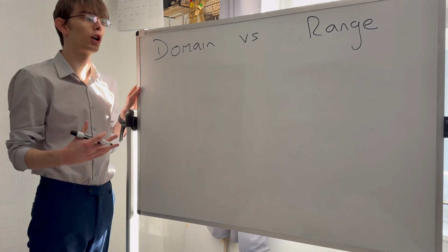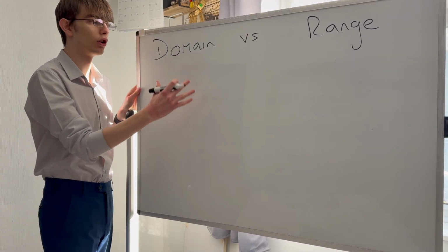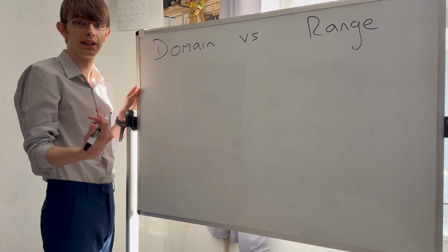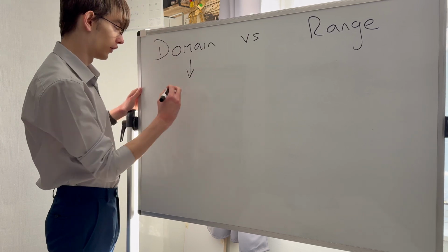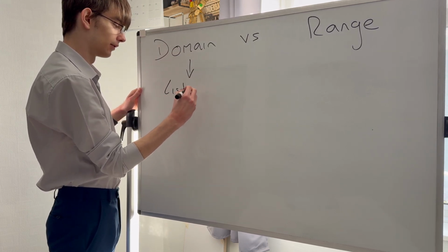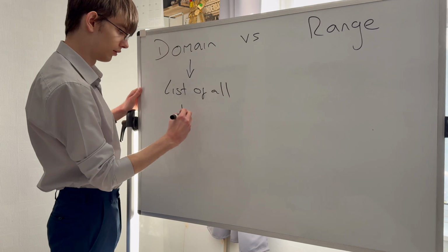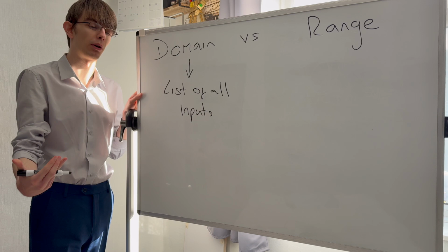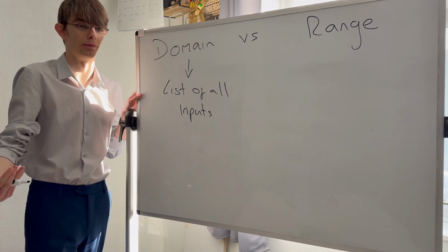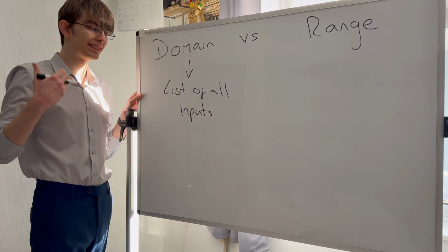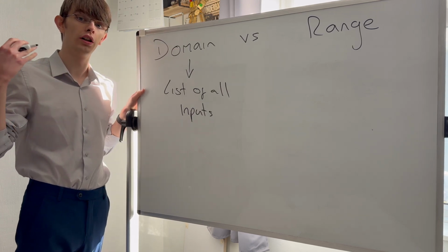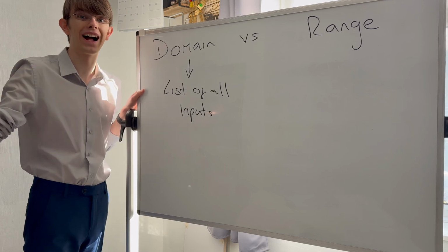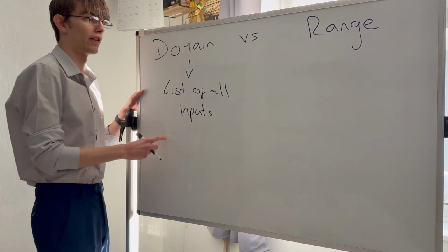Okay, just a very quick video to explain the difference and the meaning of a domain and a range of a function. So quite simply, at its core, the domain of a function is a list of all inputs. What are all the possible values I can put into my function and expect to get an output? And as we'll see with a couple of examples in a second, not all functions allow all inputs. Sometimes putting a number into a function won't actually get you an output. And we'll show you that in a second.